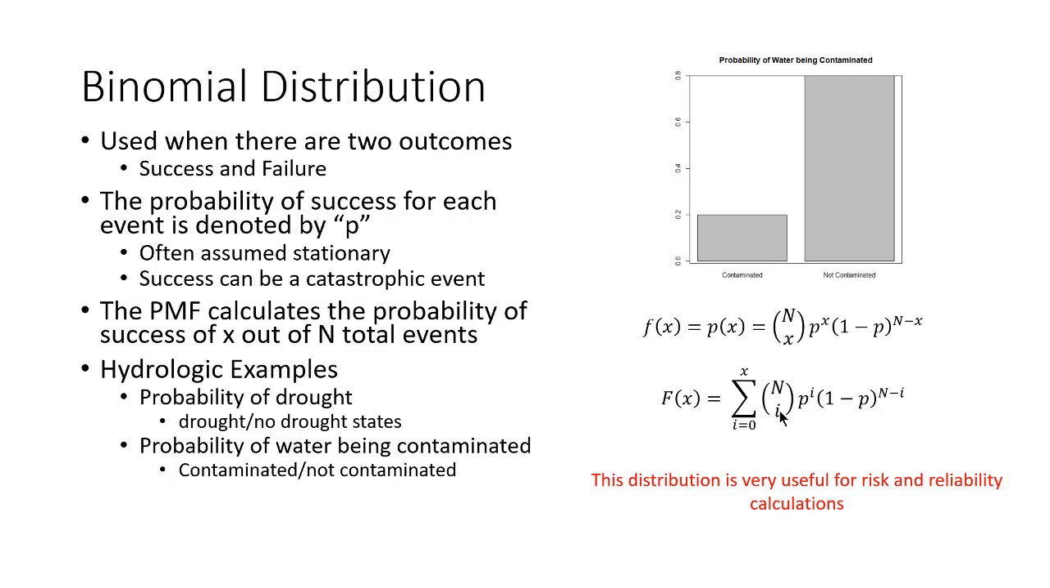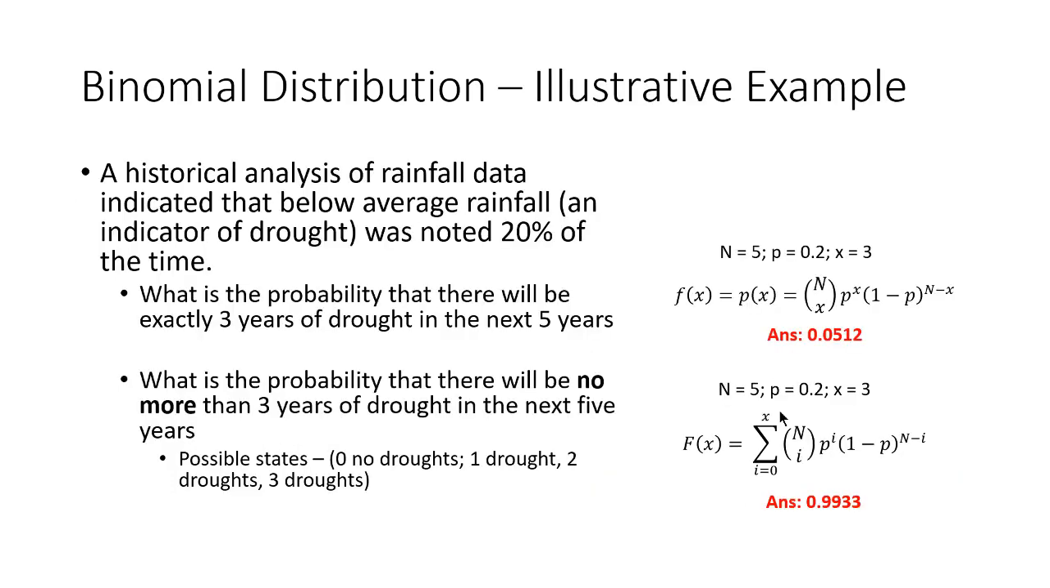I'm going to show that in the next class, on how we calculate this. But for now, some of the hydrologic examples are, what is the probability of a drought? So we can define 2 states. One state is when your system is under drought, and the other state is when the system is not under drought. Similarly, for a more environmental example, the probability of water being contaminated. Either you have contaminated water, or you have water that's not contaminated. You can't have them both at once, so that's a binary state.